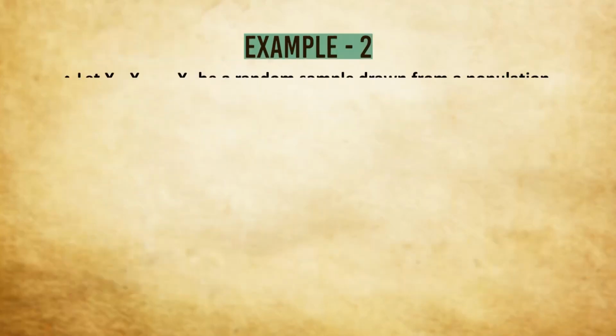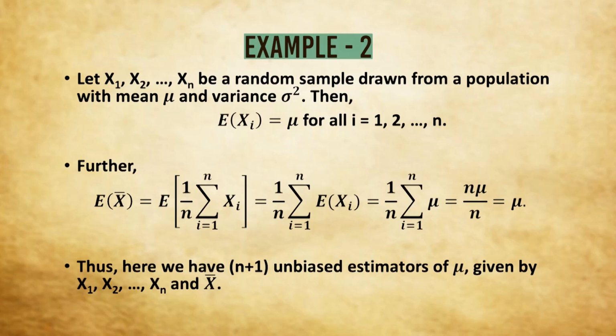We now go to a second example. Suppose we have a random sample x1, x2, ..., xn drawn from a population with mean mu and variance sigma square. Since x1, x2, ..., xn is a random sample, we'll have expectation of x1 is equal to mu, expectation of x2 is equal to mu, expectation of x3 is equal to mu, and so on. So in general, we can write expectation of xi is equal to mu for all i running from 1 to n. Further, we consider the expectation of x bar, the sample mean.